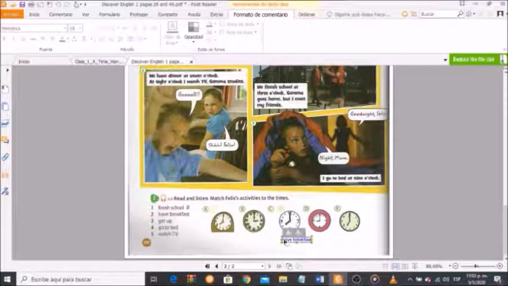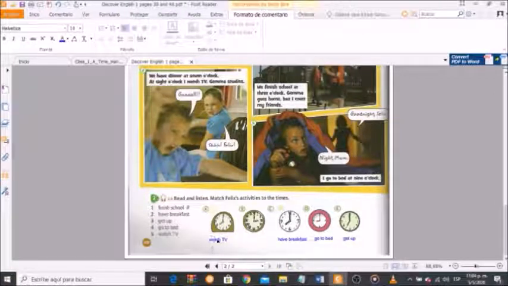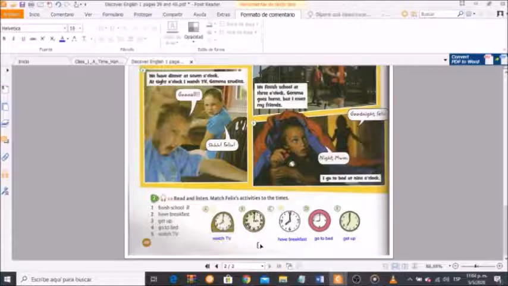Get up. What time does he get up? Very good. At 7 o'clock. So, clock letter E. Now, what time does he go to bed? Very good. At 9 o'clock. So, go to bed at 9 o'clock. And what time does he watch TV? Very good. He watches TV at 8 o'clock, but not in the morning. Right? In the evening. So he watches TV at 8 o'clock.